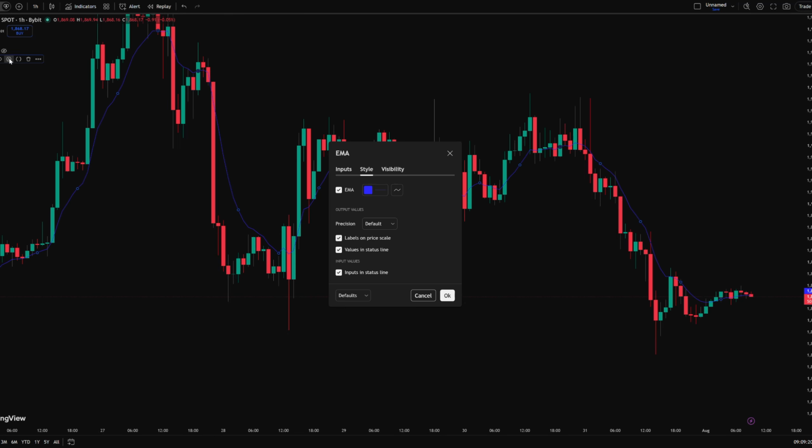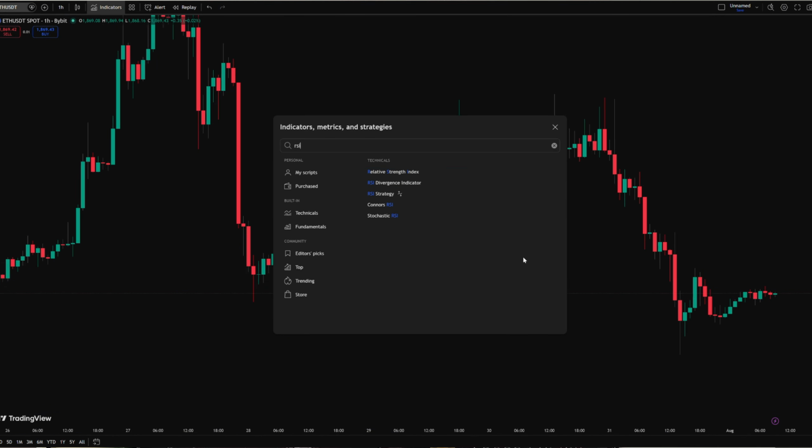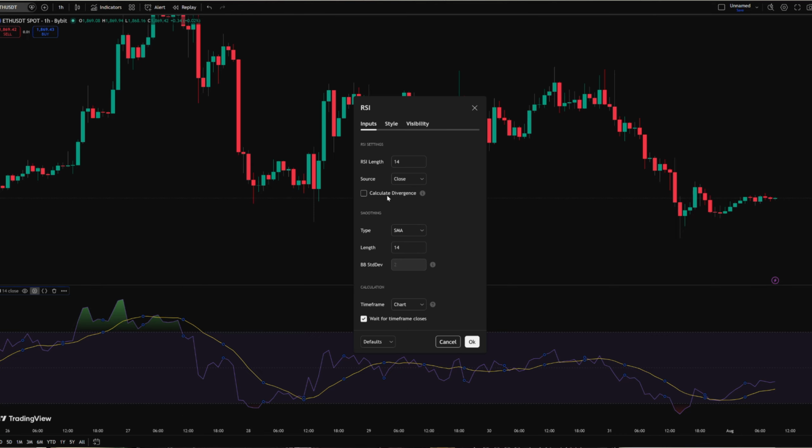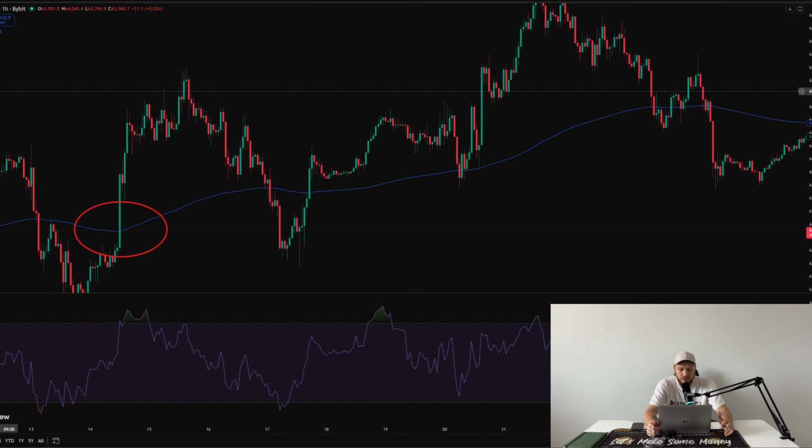Alright guys, so let's set it up. I'm on TradingView. First, I add EMA, set the length to 200, then I add RSI. Default settings, 14, that's all we need. Now look at Bitcoin here. Price is above the EMA 200, so I'm only interested in buying pullbacks. RSI comes down and it starts turning back. This is the kind of setup I'm looking for.